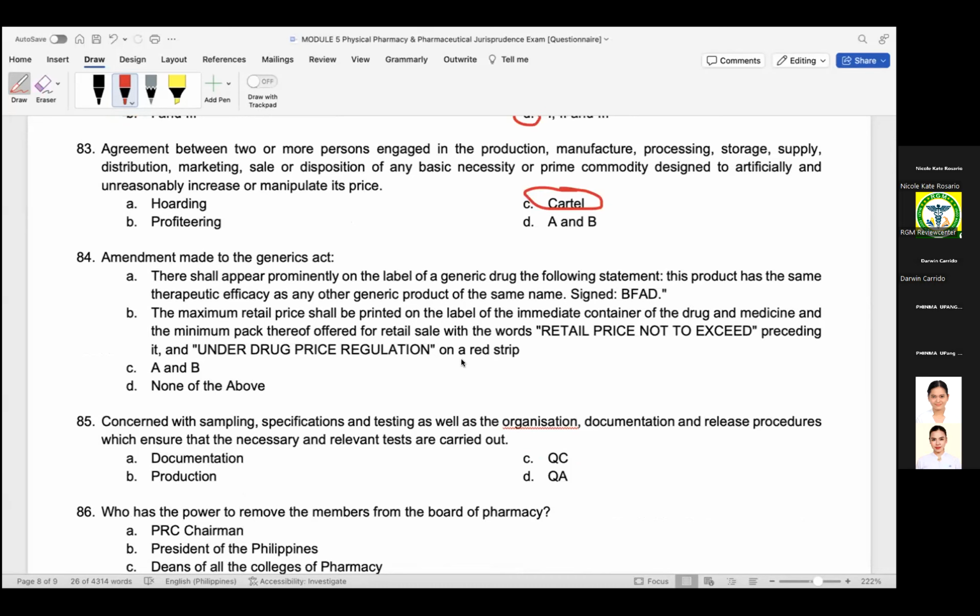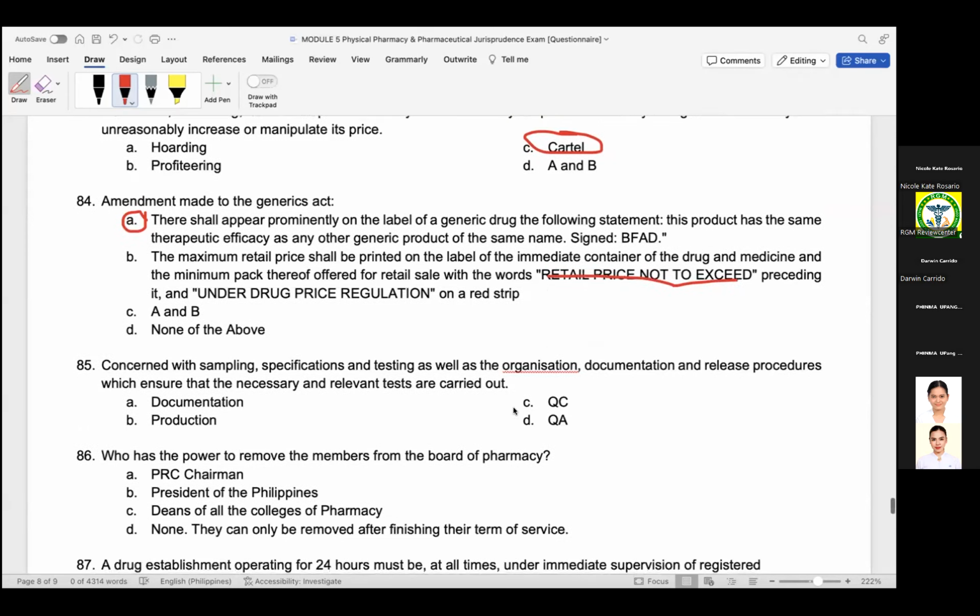Number 84, what was the amendment made to the Generics Act? Letter A. There shall appear prominently on the label of generic drug the following statement, 'di ba? The product has the same therapeutic efficacy as any other generic product of the same name, signed BFAD. So, ang haba pero hindi naman din nangyari 'yan. 'Di ba? Etong letter B, yan yung sa cheaper medicines bill na amendment, dapat merong nakalagay retail price not to exceed or under price regulation.